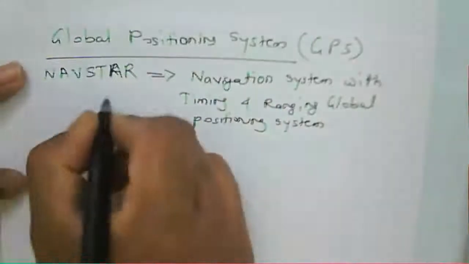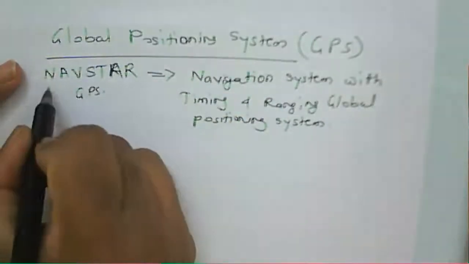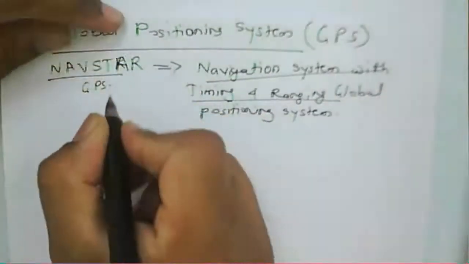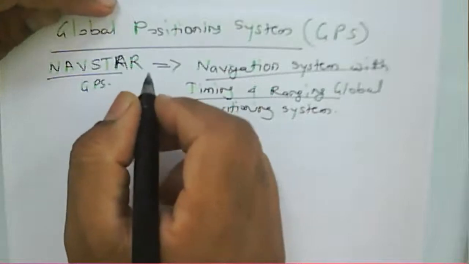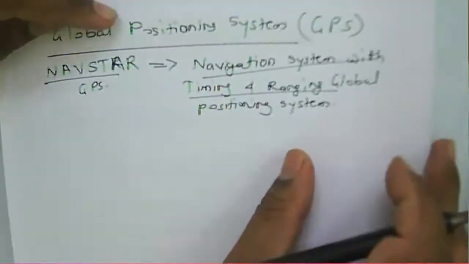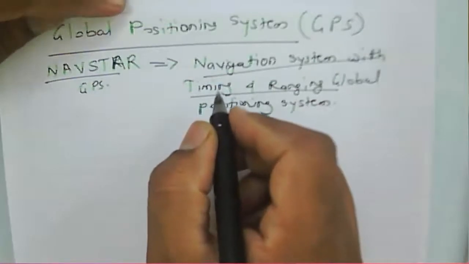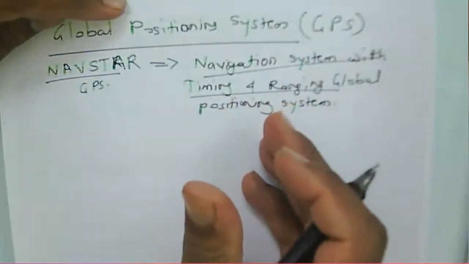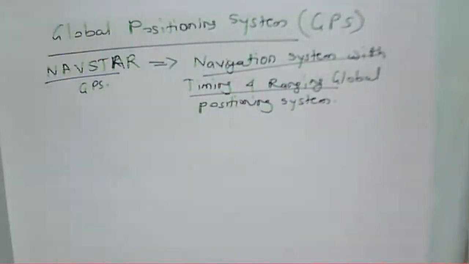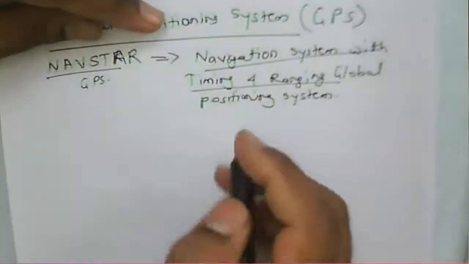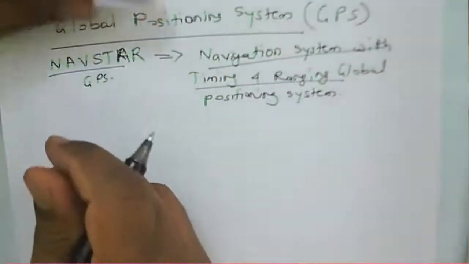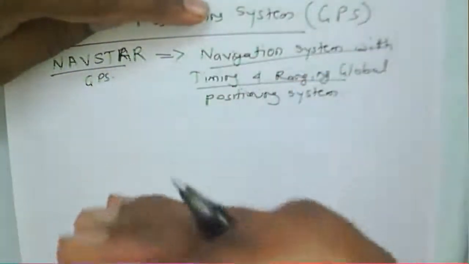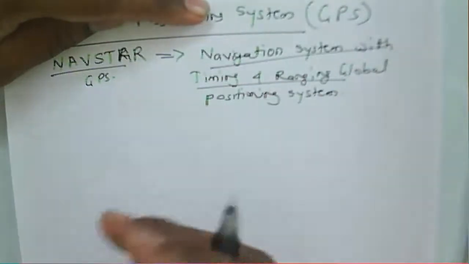Navstar is the navigation system with timing and ranging, and GPS is the global positioning system. It was developed by the Defense Department of the US in 1973. So this is used only for the defense forces to obtain location or position. So now we can say that there are some objectives behind designing the system.